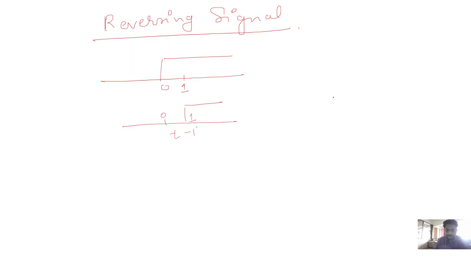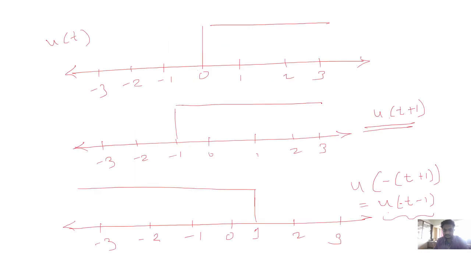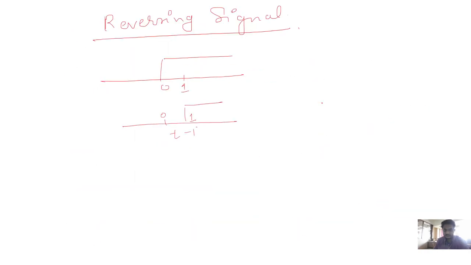Right, we were doing something like this. A similar thing happens when our signal comes over here in reverse, it is something like this, and this becomes minus t minus 1. So I write minus 1 over here when I want to actually have this delayed, something like this.